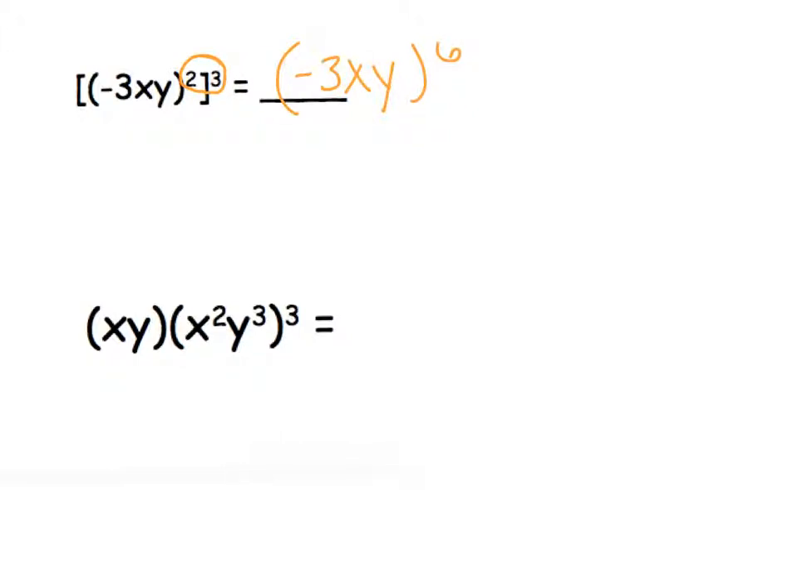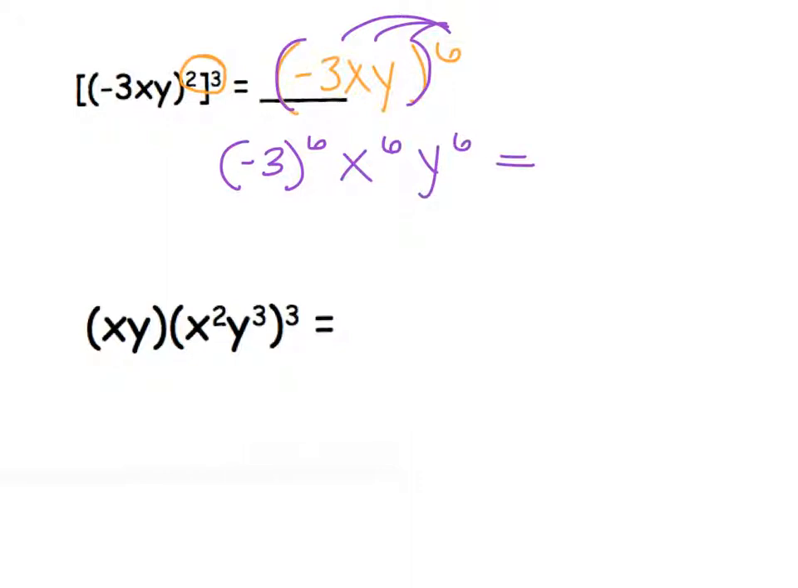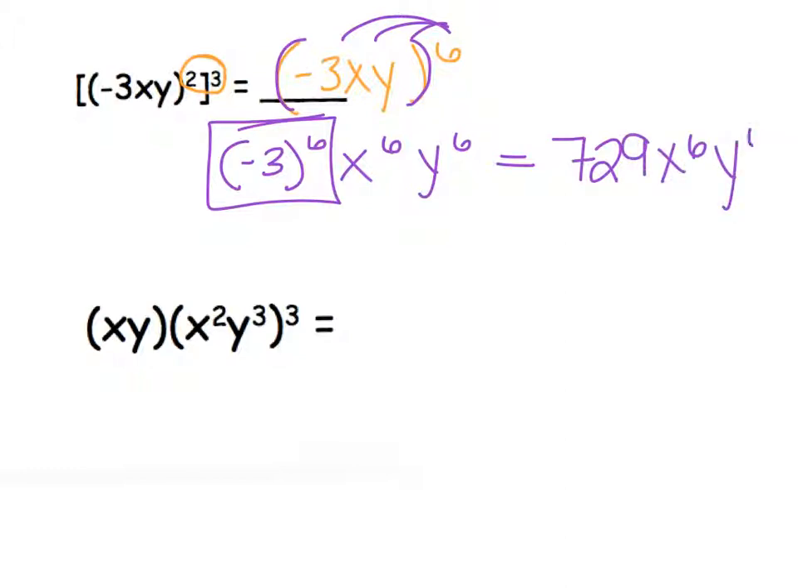From here, I'm going to use the power of a product property where I distribute this exponent of 6 to everything. Now, because this stuff is in parentheses, this negative 3, when we distribute that 6, needs to be in parentheses still. So we have negative 3 in parentheses to the 6th power, x to the 6th power, and y to the 6th power. From here, we can figure out what negative 3 to the 6th is. And if you calculate that, you get 729 x to the 6th, y to the 6th. And that would be your final answer.